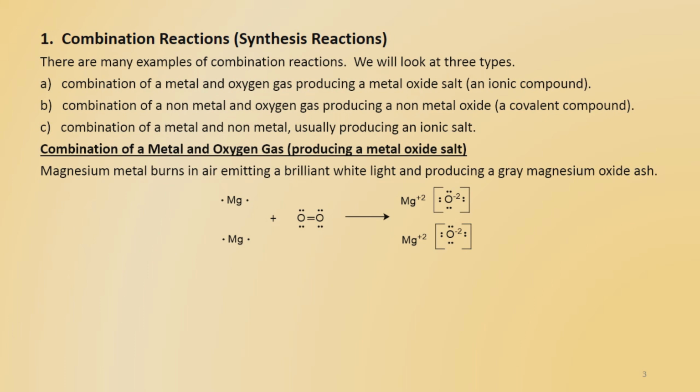Here I have the Lewis symbols of 2 magnesium atoms. Recall that magnesium is a group 2A metal that desperately wants to empty its valence shell by losing its 2 valence electrons. We also see the Lewis structure of an oxygen molecule. And recall that oxygen is a group 6A nonmetal that desperately wants to fill its valence shell by gaining 2 more electrons. So this is a happy combination in which magnesium atoms lose both their valence electrons, forming Mg2+ cations, and the oxygens gain 2 electrons, forming oxide 2- anions. This is an ionic compound.